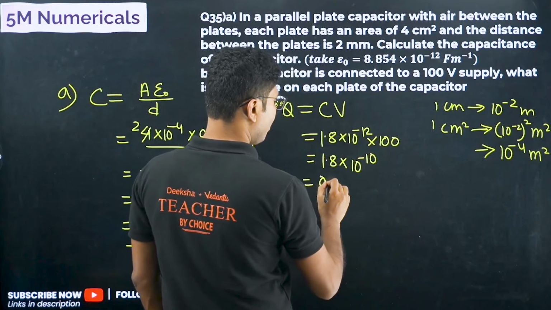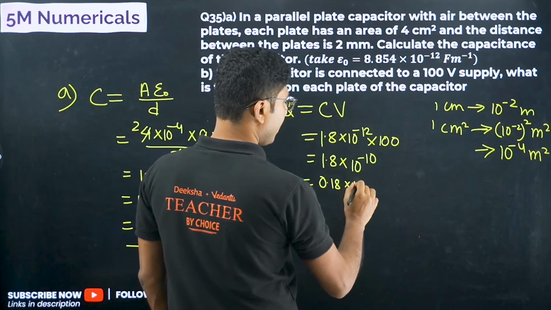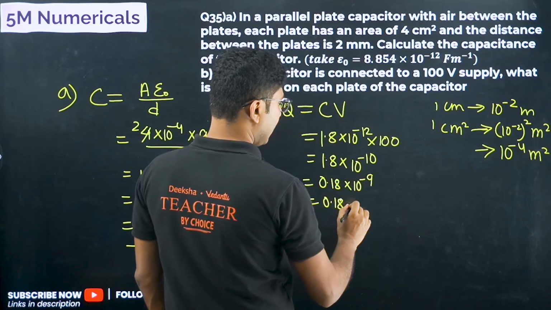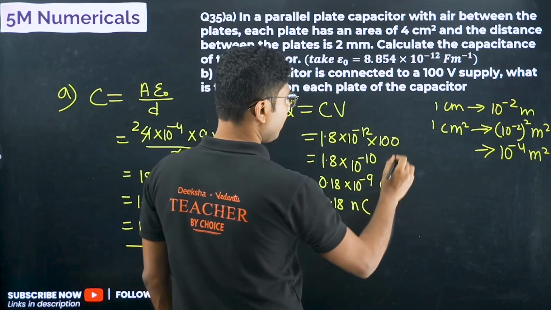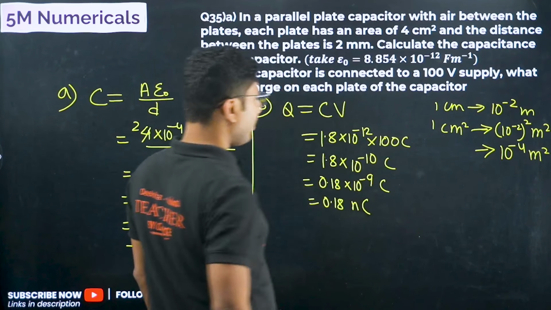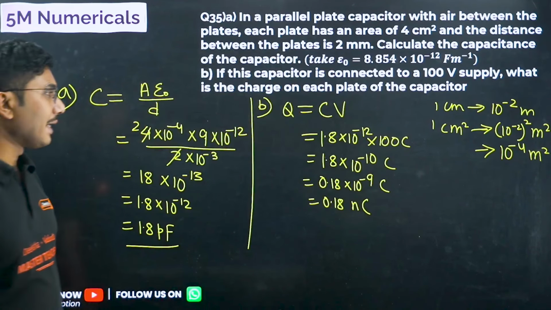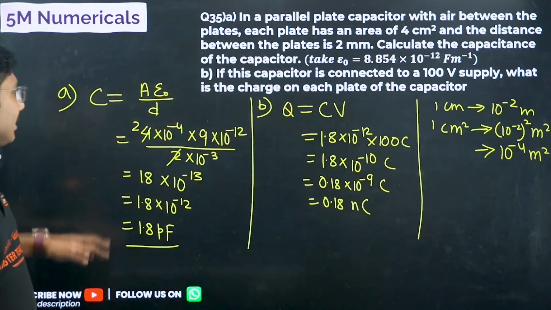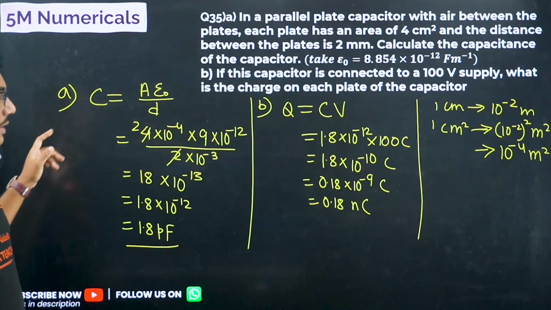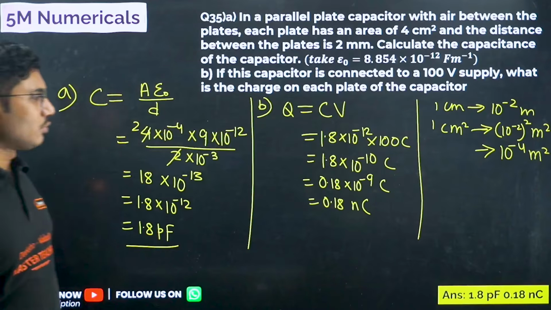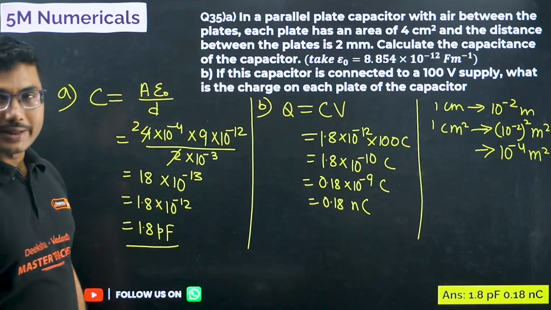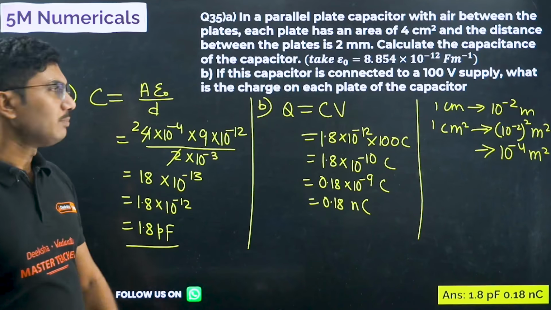So it will turn out to be 1.8 into 10 to the power of minus 10, or 0.18 into 10 to the power of minus 9, or 0.18 nano coulomb. This is coulomb, everything is coulomb. So the final answer is 0.18 nano coulomb. Easy question, no rocket science. Apply the formulas, calculate step by step, and you will get the answer. So 1.8 picofarad and 0.18 nano coulomb.